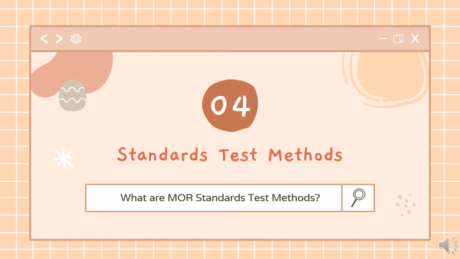So now let's proceed to MOR standard test methods. In order to test the flexural strength of a material, for example, a concrete beam, its span length should be at least 3 times the depth. The flexural strength is expressed as the modulus of rupture, MR, in PSI or megapascals.